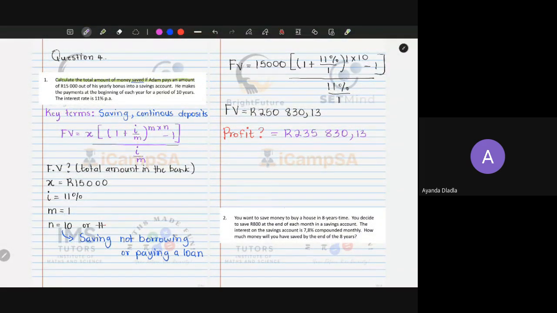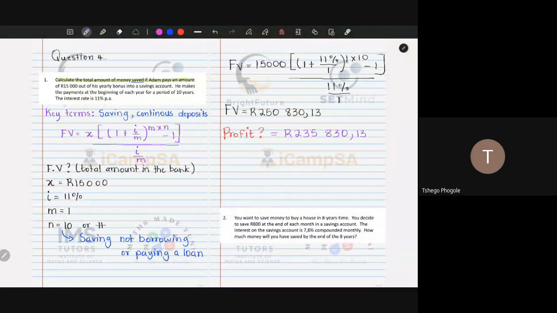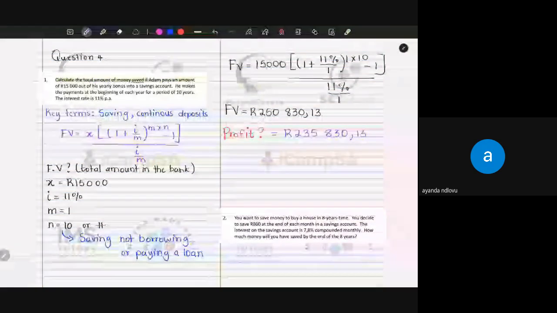Yeah, you can go ahead, Tejo. Thanks for that, Ayanda. How much did he invest in total? 150,000.